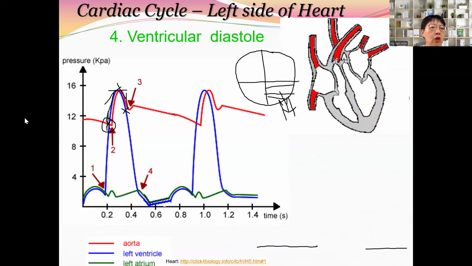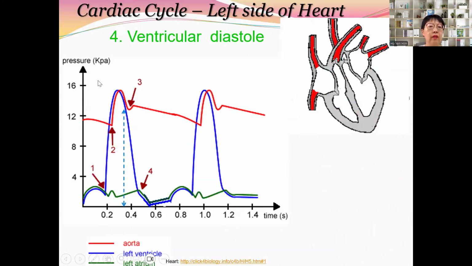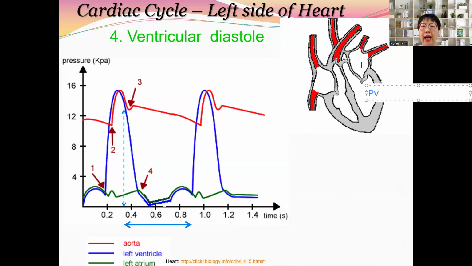So when is ventricular diastole? From this point, when the blue and the red line start to diverge from each other, this is the starting point of diastole. Very easy one. Why do they diverge? Because suddenly the ventricle relaxes, and then the pressure in the ventricle becomes lower than the pressure in the aorta. Ventricle relaxes, pressure in ventricle lower than aorta.